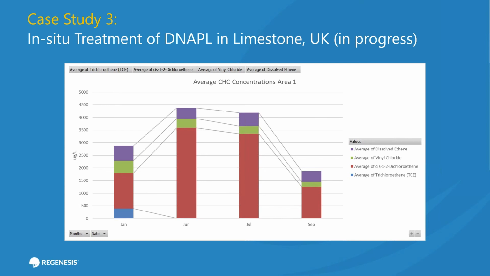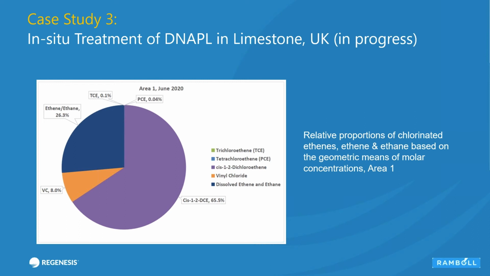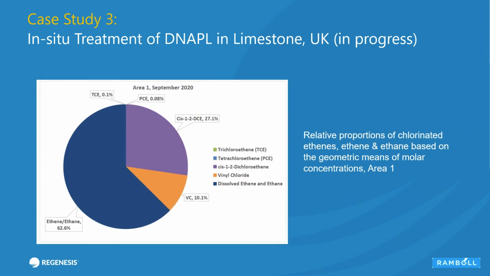And I think we're starting to look at the drop of DCE. We're then going into vinyl chloride, but again, more ethene is being produced. So excellent results. If you look at this in relative proportions of chlorinated ethenes and ethanes based on the geometric mean of molar concentration, big thank you to Richard Bewley for passing these on to me. Just illustrates, this is what we were starting with in January in this area. We then moved through to June, July, and then eventually September, where ethene and ethane are dominant there.